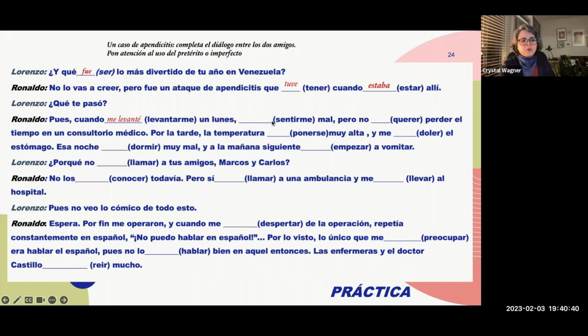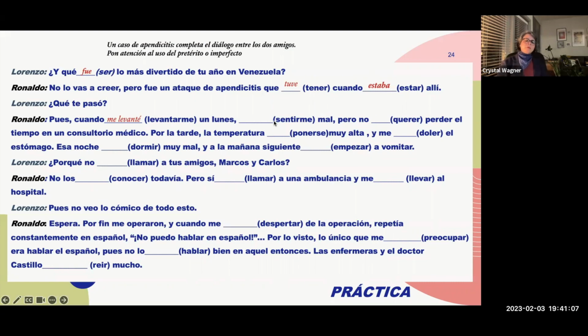Now, would this be the preterite or the imperfect? Sentirme. Remember, all of these are reflexive. Why? Because this is the action reflecting on yourself. And this is something that is important because we're going to talk about reciprocals in a moment. Remember, these are related. Right? Reflexives are actions that follow myself. Me, myself, right? Cuando me levanté un lunes, sentirme.